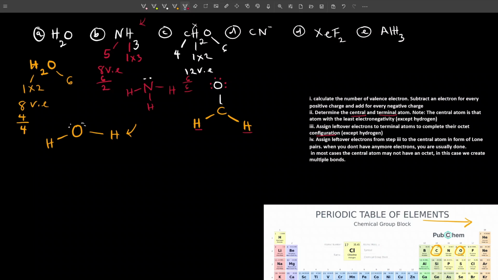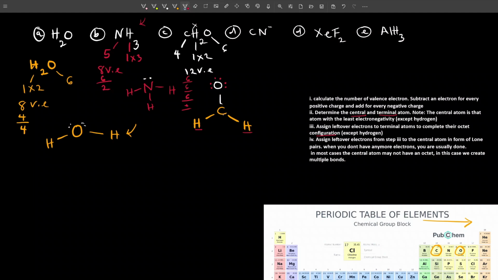So how many electrons did I add? I added 6. So remove 6 from this 6. We have 0. So we are done. But this is the structure. But if you look at this now, go back to my rule 4. It said when you don't have any more electrons, you are usually done. Usually, that means sometimes it may not be done. You have to consider some things.